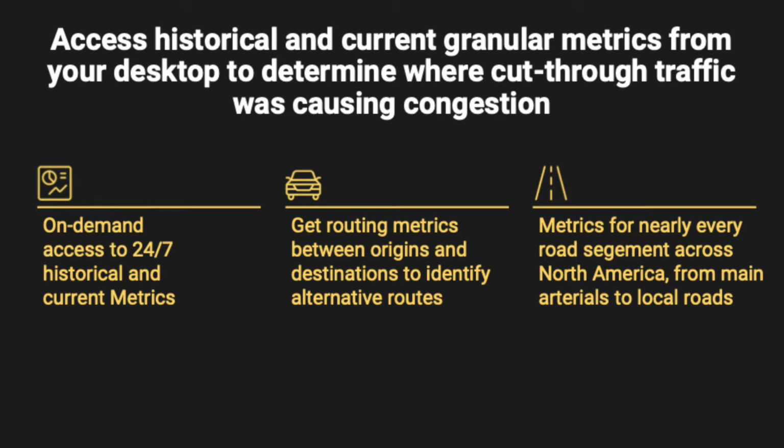The on-demand platform provides insights for top routes between origins and destinations, highlighting alternative routes for detour planning and the traffic impacts of any changes. And while normally limited to just the various roads with traffic counters, StreetLight's platform provides metrics across all road segments, including major arterial corridors and local roads, which is crucial to diagnosing congestion through local neighborhoods.